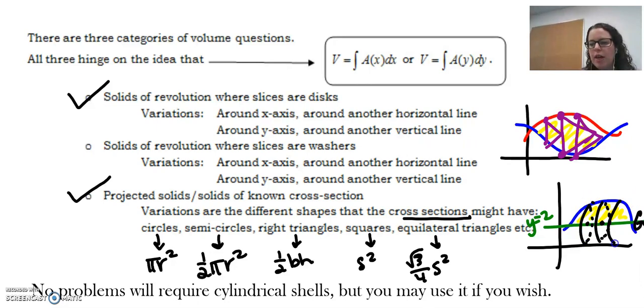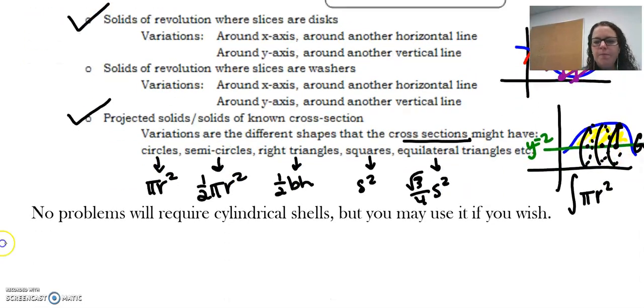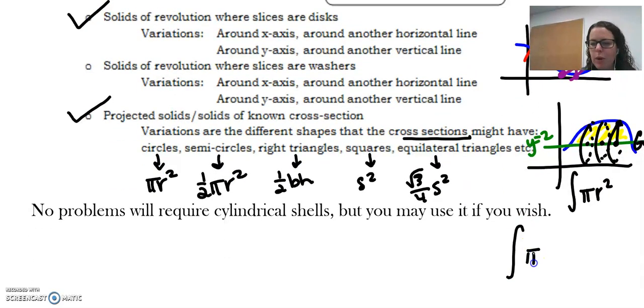Okay, so we have perfect circles, in which case you would be summing up pi r squared, and it would be your challenge to figure out, how do I write the distance of this radius? Well, that's going to be the blue curve. So pi, it's going to be the blue curve, we'll call it f, minus that green curve, which was 2. That's our distance, creating our radius squared, perpendicular to the x-axis, so dx.